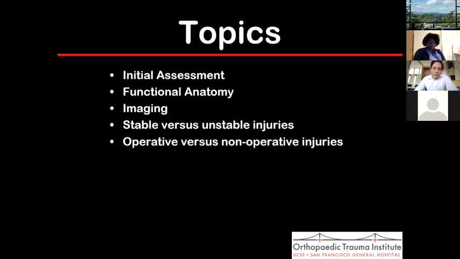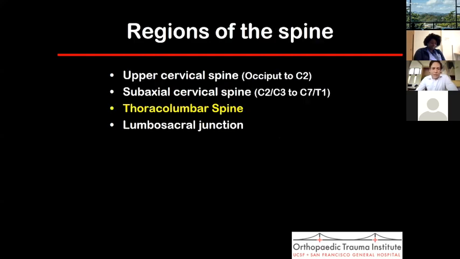So we'll just start off by talking about the initial assessment for these patients, the functional anatomy. A few slides on imaging, but we won't stay too long on that. We'll really spend the bulk of our time on stable versus unstable injuries, and what we do from a surgical standpoint for these. In general, we divide the spine into 4 areas based on their different anatomic considerations. And today we'll just focus on the thoracolumbar spine.